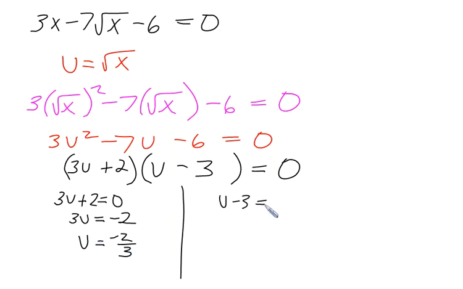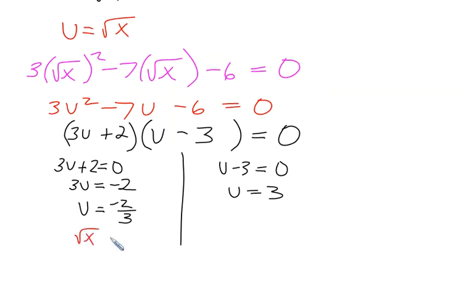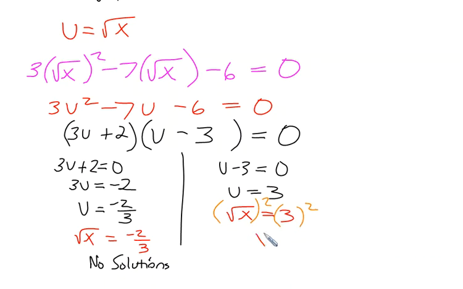On the other hand, u minus 3 equals 0. So u is equal to 3. Don't forget we need to solve for x though. So we plug back in. Square root of x is equal to negative 2/3, or the square root of x is equal to 3. Is the positive square root of x ever going to equal a negative 2/3? And the answer on that one is no. We will not get any solutions from having square root of x equal to negative 2/3. But on the right hand side here, if we square both sides of this equation, solving for x, we would get that x is equal to 9.